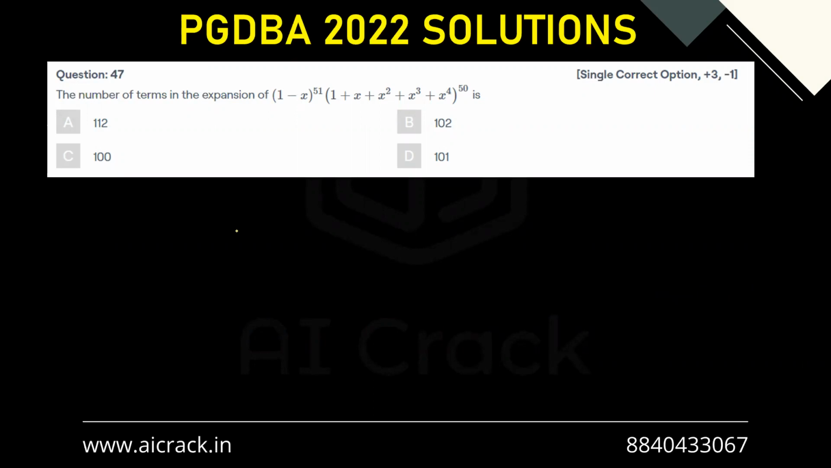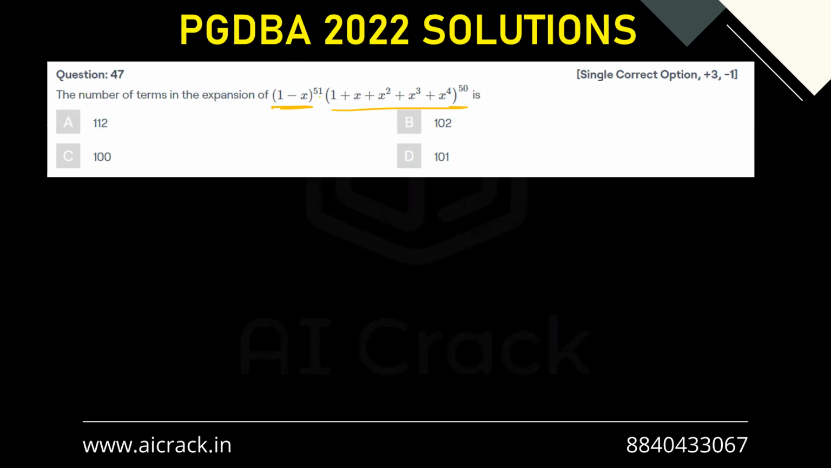Hi everyone, let's solve question number 47. The number of terms in the expansion (1 - x)^51 multiplied by (1 + x² + x³ + x⁴)^50 is. So we can see that this first term has 52 terms and this term also has multiple terms, and it's not practically possible to multiply both of them and find out the number of terms. So we have to do certain kind of adjustments over here.